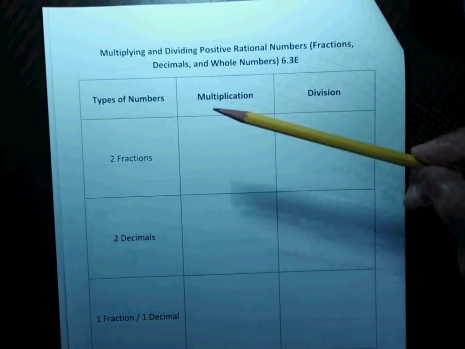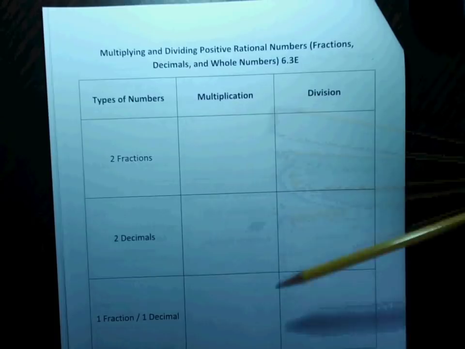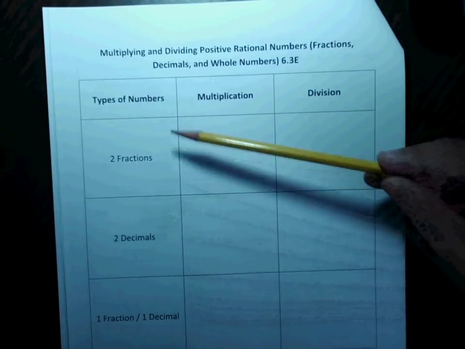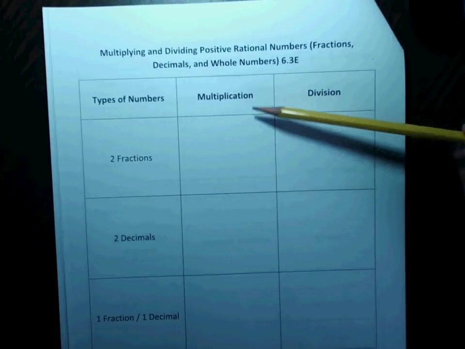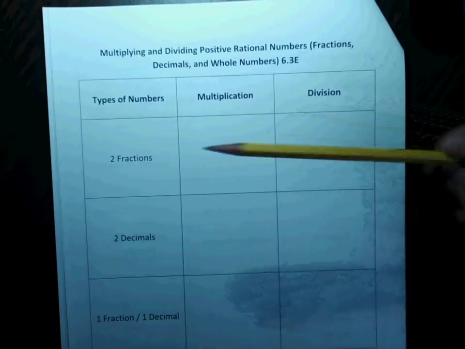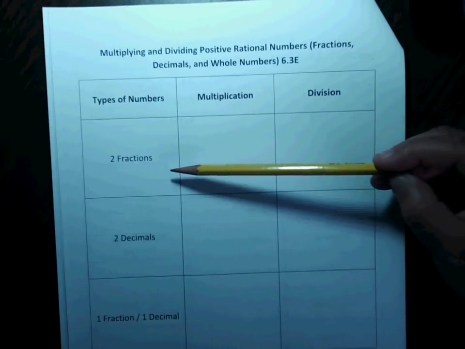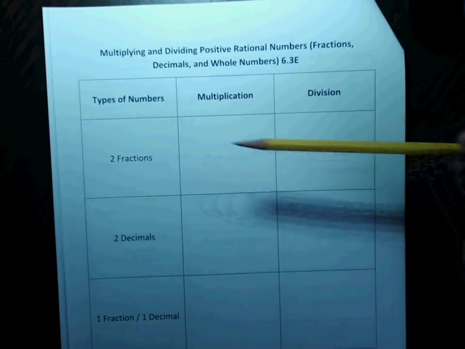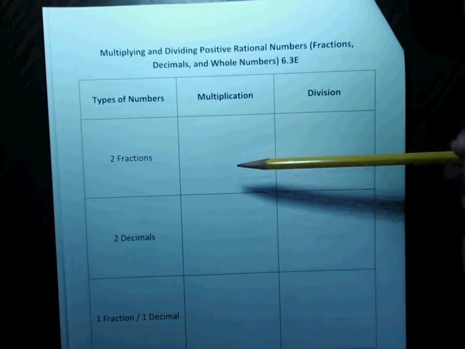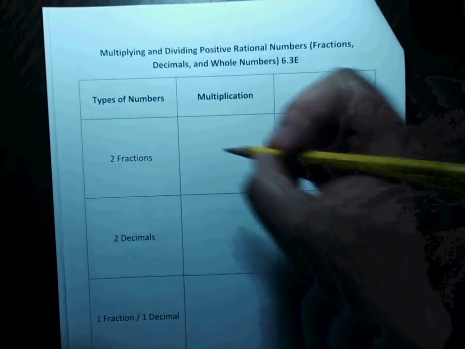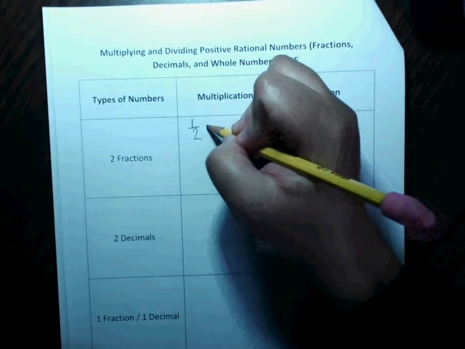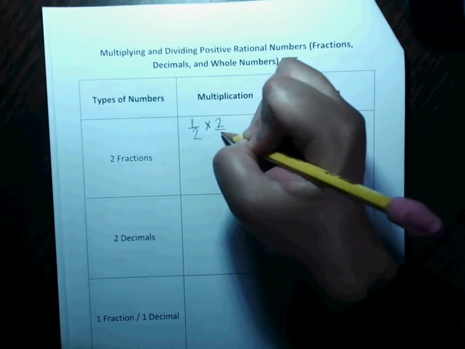So if you look at this table, you have 3 columns and 3 rows. In the first column we have types of numbers, the second column we have multiplication, and the third column we have division. Our first type of numbers in this first row is 2 fractions, and so we're going to be multiplying 2 fractions in this second column. The fractions that we're going to be multiplying are 1/2 times 2/3.